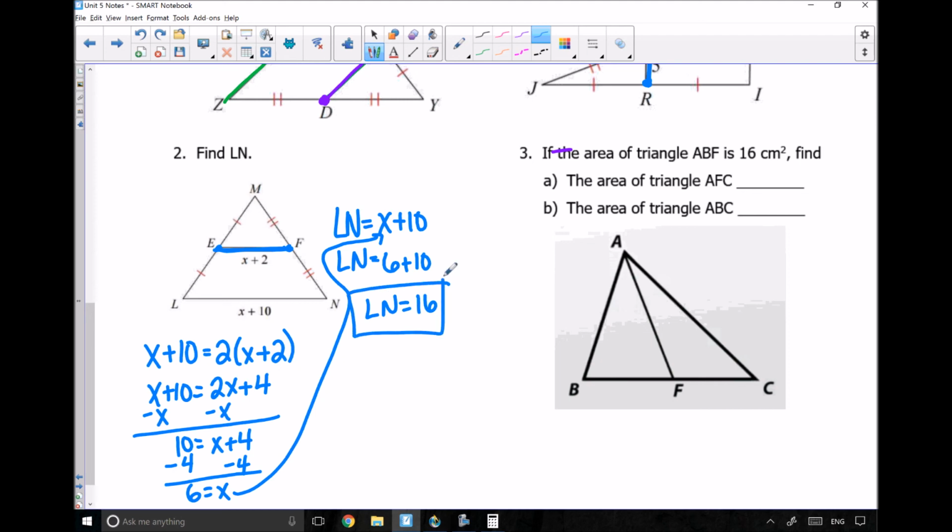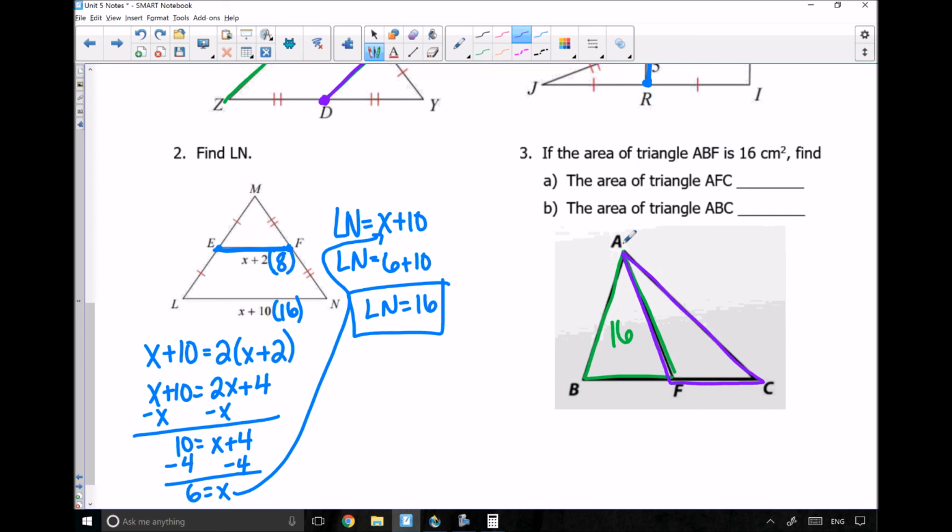Now I just want to check to make sure that this is right. EF is 6 plus 2, so EF would be 8, which is half as big as 16, so I know my answer here is a correct answer. Okay? All right, one more to go. Number 3, if the area of triangle ABF is 16 square centimeters, so I know this is 16, I want to find the area of triangle AFC.